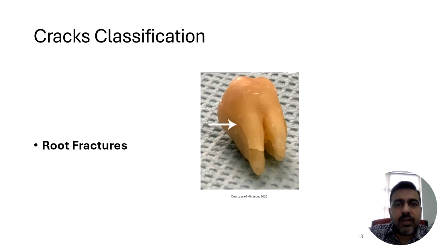Root fracture is a fracture that exists or extends into the root to include the dentine, cementum, and possibly the pulpal space, which may progress to or from the enamel. Usually it is located only around the root and does not include the crown.